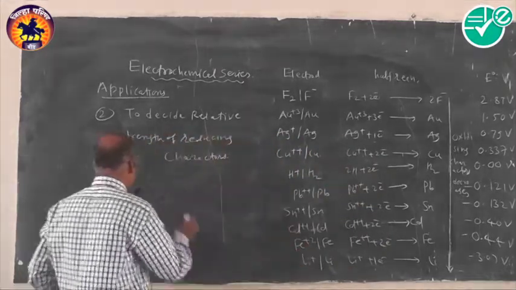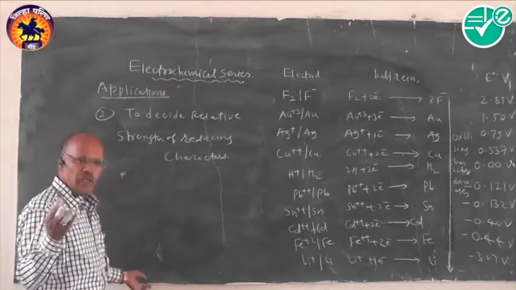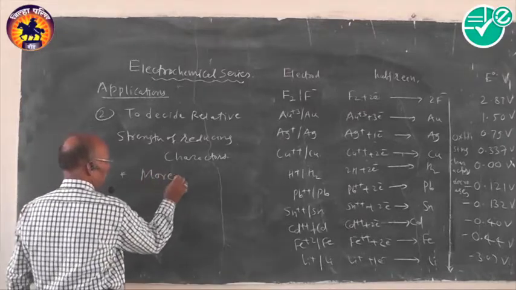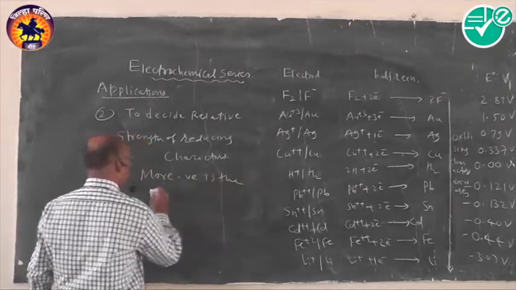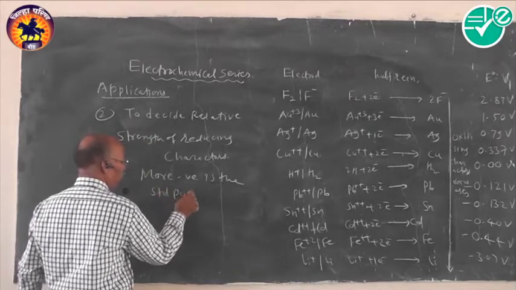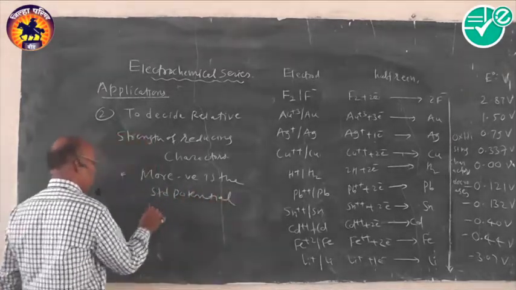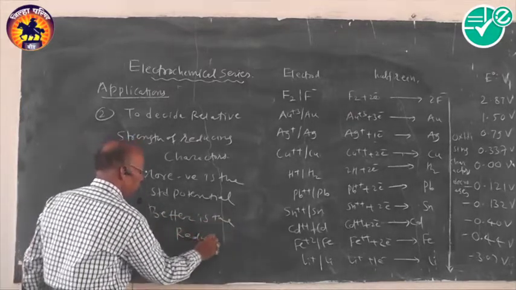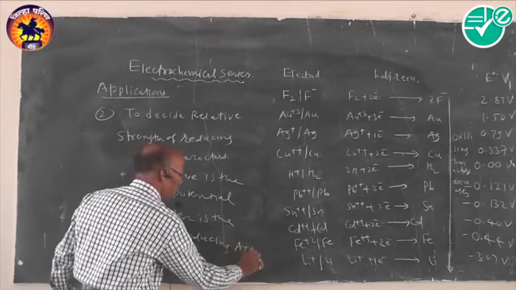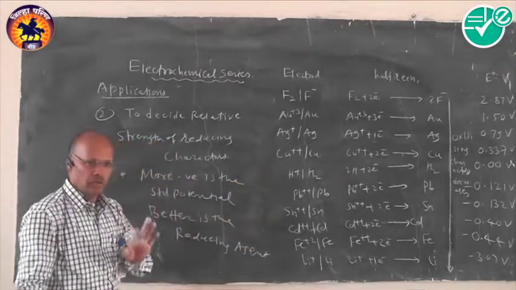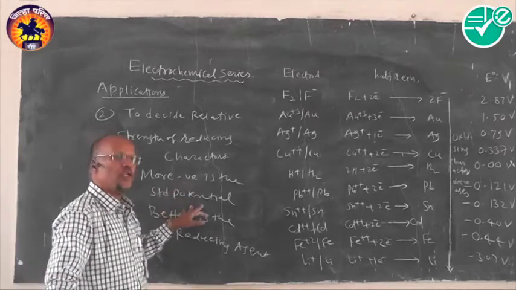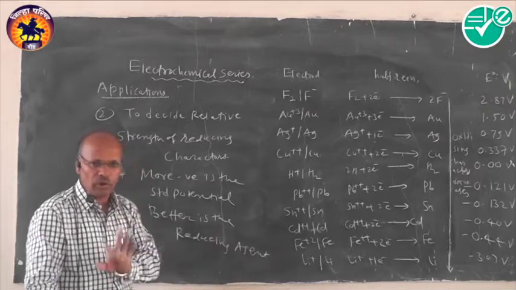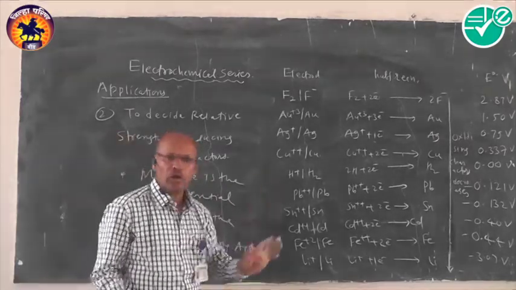Okay. Now how to find a better reducing agent from the given species? The more negative the standard potential, the better the reducing agent, or it shows better or more reducing characters. Remember that more negative is the standard potential, better is the reducing agent. So follow this MCQ point about the relative strength of the reducing agent.